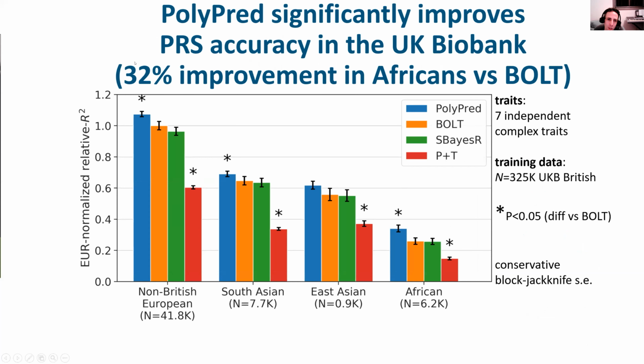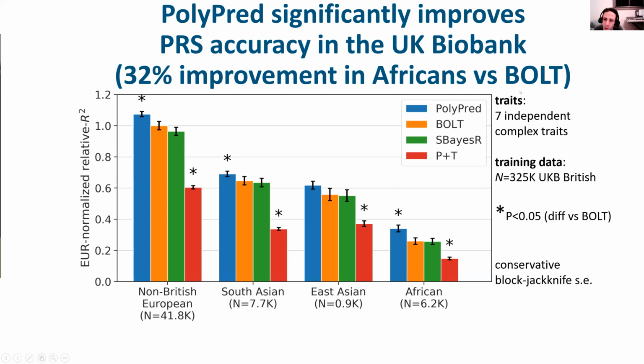And the bottom line, the punchline, is that we get a 32% improvement in people of African ancestry versus BOLT-LMM, which is, according to our tests, the state-of-the-art method. So let me walk you through what you can see here.